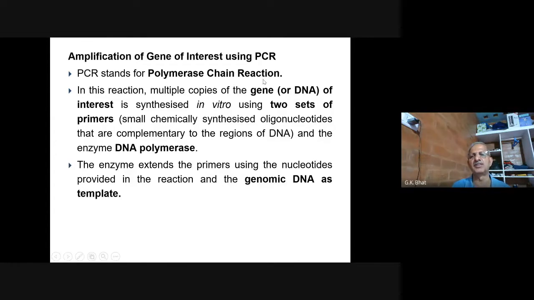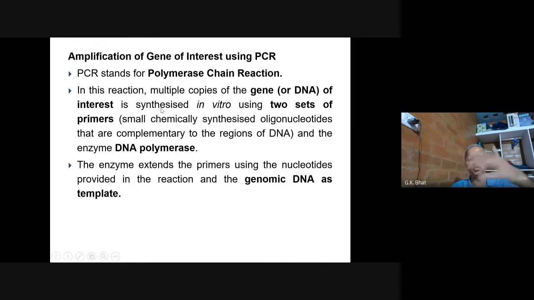PCR stands for polymerase chain reaction. In this reaction, multiple copies of the gene or DNA of interest are synthesized in vitro using two sets of primers. Primers are small chemically synthesized oligonucleotides that are complementary to the regions of DNA. A primer is nothing but a chain of a few nitrogen bases, oligonucleotides. And the enzyme DNA polymerase is used. Remember, in this reaction, multiple copies of the gene of interest are synthesized.